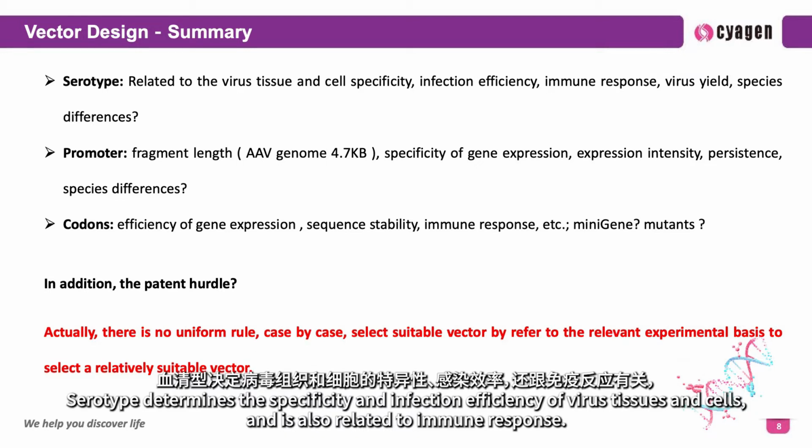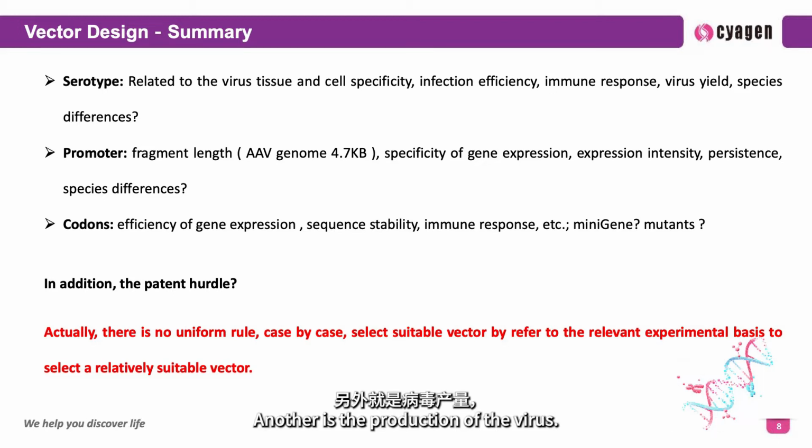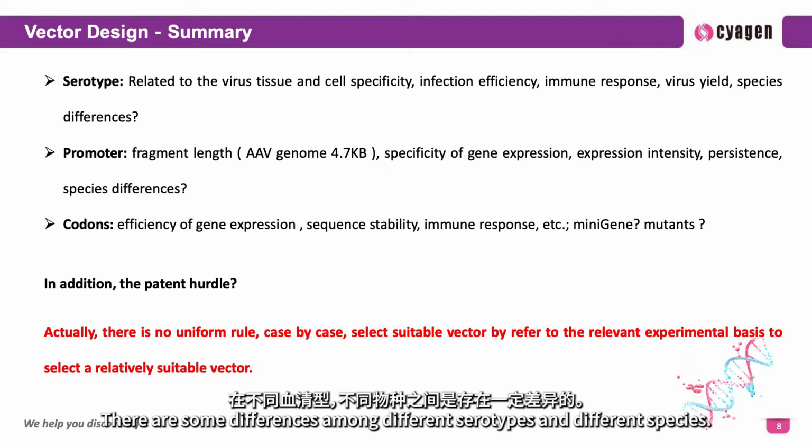Serotype determines the specificity and infection efficiency of virus tissues and cells, and is also related to immune response. There may be some differences in immune response among different serotypes. Another is the production of the virus. There are some differences among different serotypes and different species.